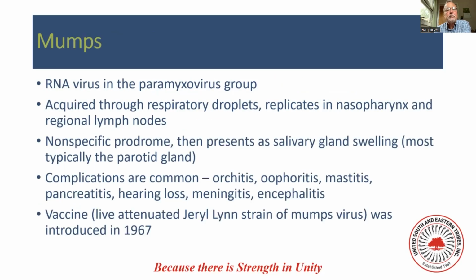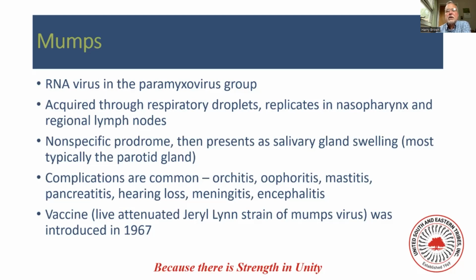Next slide. What about mumps? I've actually, to my knowledge, never seen a case of mumps, but it's also an RNA virus. You get it from respiratory droplets. There's kind of a non-specific early phase that's like a cold, and then you get these big, giant swelling of the salivary glands, typically the parotid gland that's right here on the side of the face.